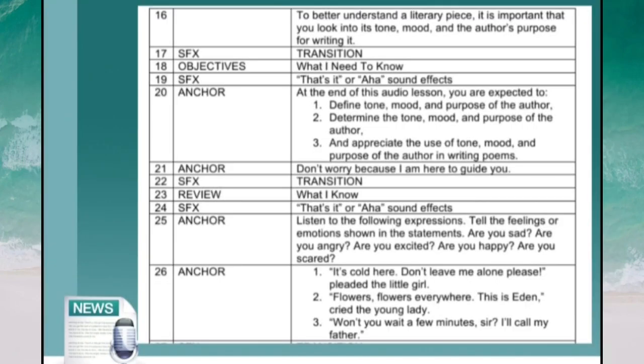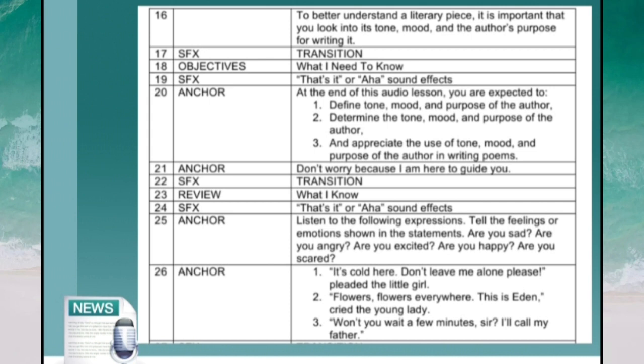To better understand a literary piece, it is important that you look into its tone, mood, and the author's purpose for writing it. What I need to know. At the end of this audio lesson, you are expected to define tone, mood, and purpose of the author. Determine the tone, mood, and purpose of the author. And appreciate the use of tone, mood, and purpose of the author in writing poems. Don't worry, because I am here to guide you.